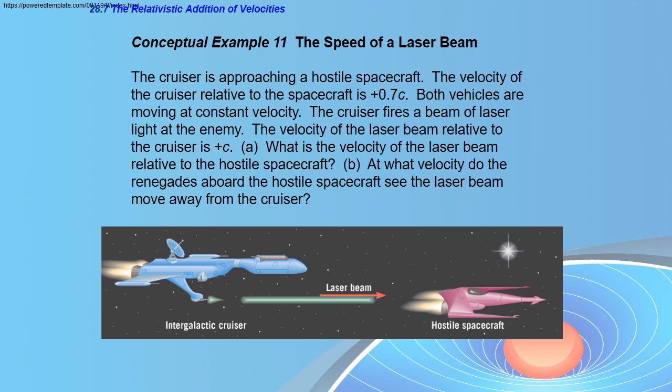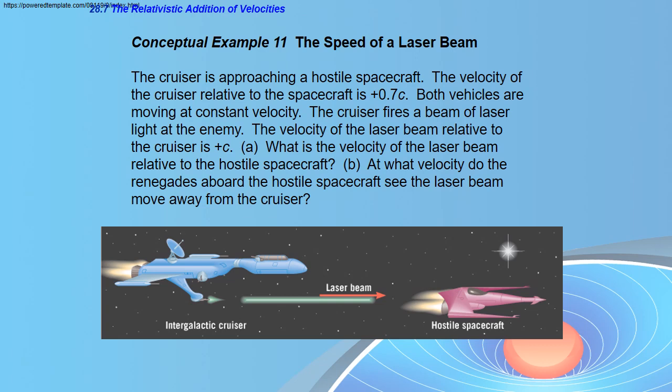So let's finish up. The cruiser is approaching a hostile spacecraft. The velocity of the cruiser relative to the spacecraft is 0.7 c. Both vehicles are moving at constant velocity. The cruiser fires a beam of laser light at the enemy. The velocity of the laser beam relative to the cruiser is positive c. What is the velocity of the laser beam relative to the hostile spacecraft?